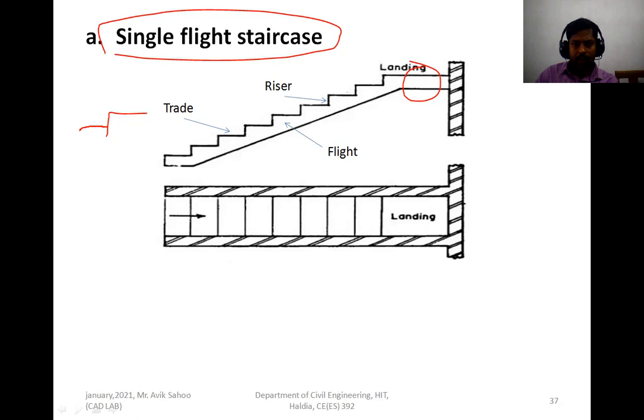One is the vertical portion of the step, which is called riser and denoted by R, and the other is the tread portion, the horizontal portion of the step, which is called tread, where basically the foot rests. This portion has the name tread.